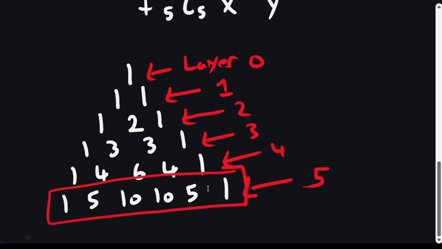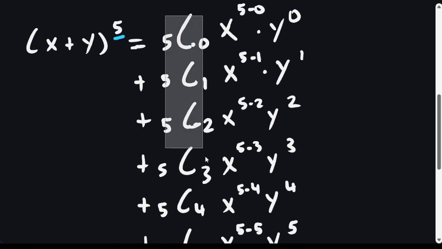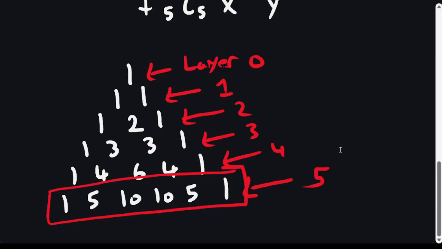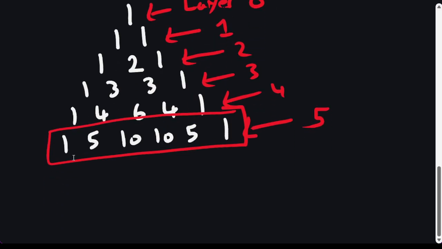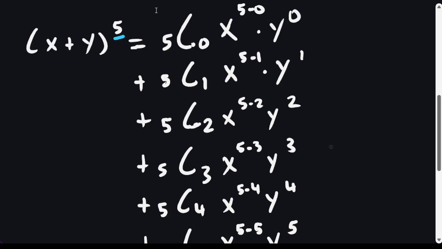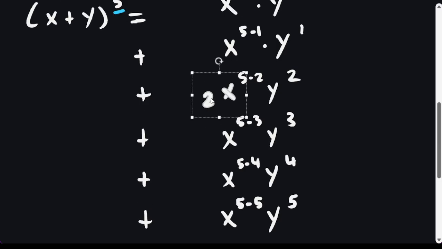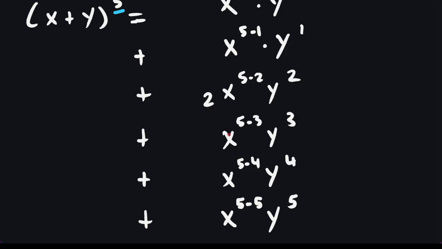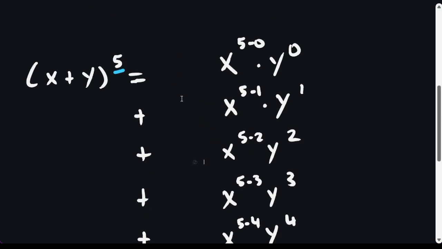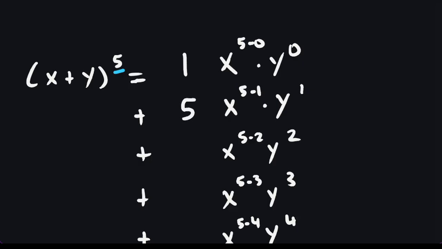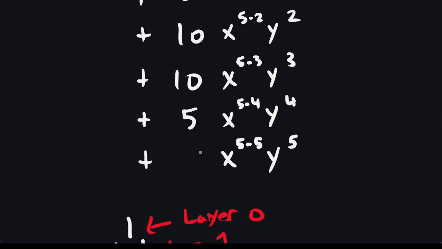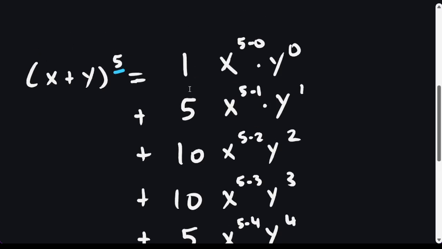Apologies. So we already know how to evaluate all these because those are just the numbers in the 5th layer of Pascal's triangle. It's 1, 5, 10, 10, 5, 1. So I can replace all these. Let me go ahead and erase them, and replace them with 1, 5, 10, 10, 5, 1.